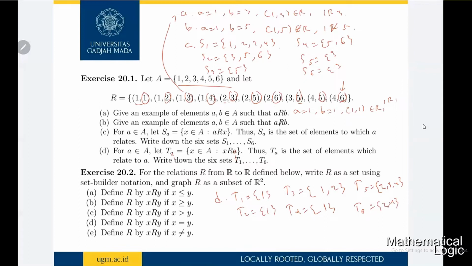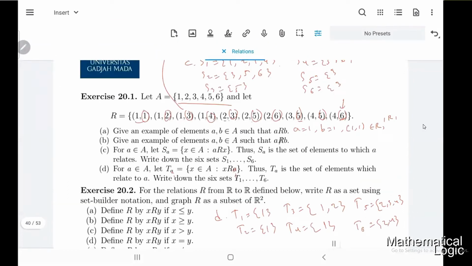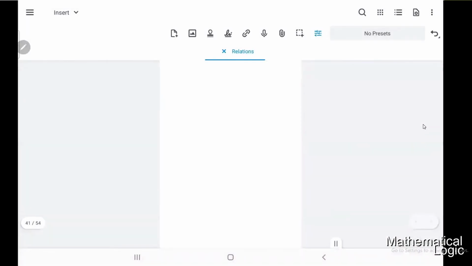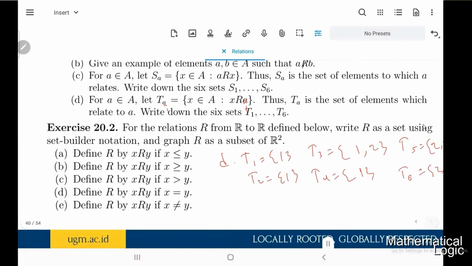So that's all for 20.1. Maybe any question or any comment, or maybe I wrote something wrongly. Okay, so be clear. And the next one is maybe a bit more intricate, but actually it should be easy enough.